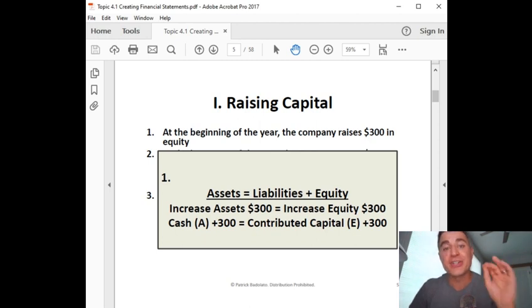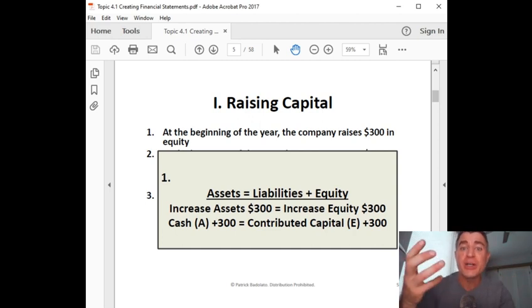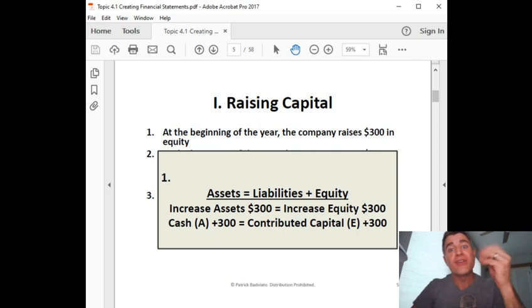So again, assets equal liabilities plus equity. If I raise equity 300, I'm going to increase my equity 300. I'm going to increase my cash. Increasing my equity, there's more owners out there, and they've given me cash. So my cash goes up, my equity goes up. I'm going to call this, in this case, contributed capital.